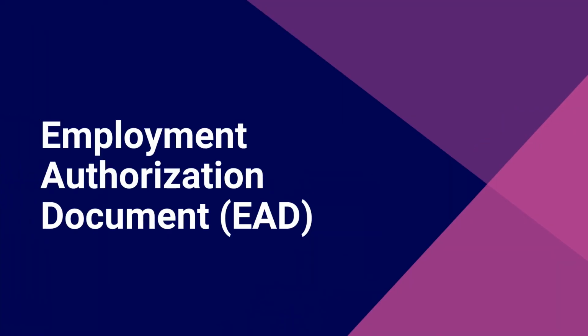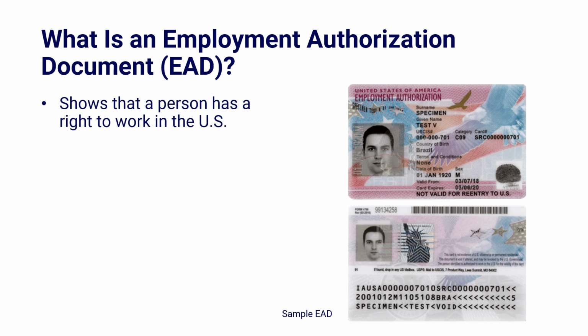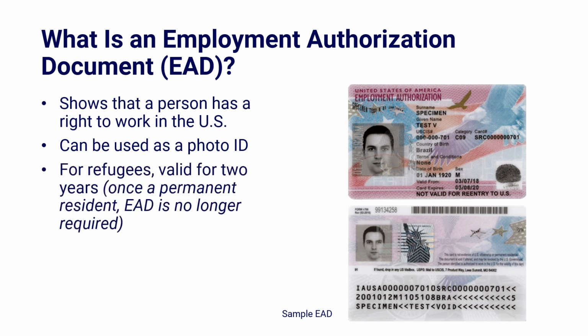Employment Authorization Document. What is an Employment Authorization Document? An Employment Authorization Document, or EAD, shows that a person has the right to work in the United States. The EAD is a small card, like the Social Security card, that includes information like a person's name, photo, and birth date. This card can serve as a photo ID for newcomers. The card also has an expiration date. For refugees, the EAD is valid for 2 years. After 2 years, most refugees will have applied for and received a green card and will no longer need an EAD.